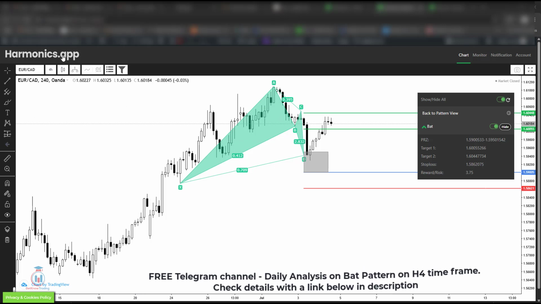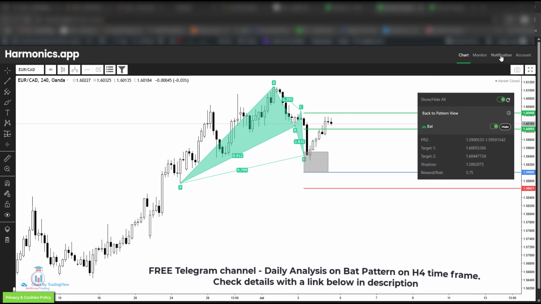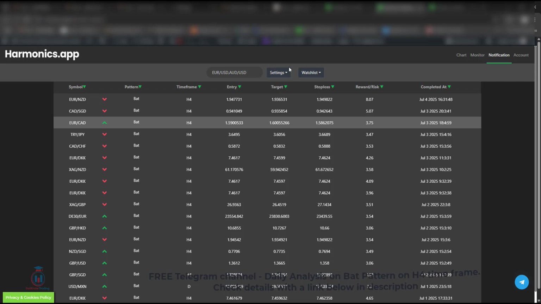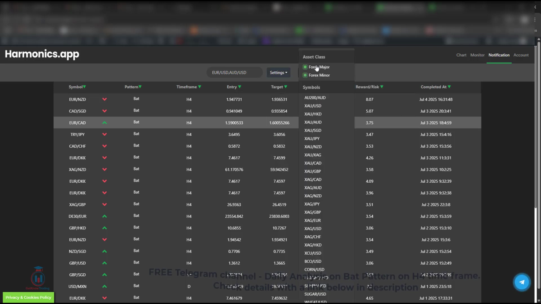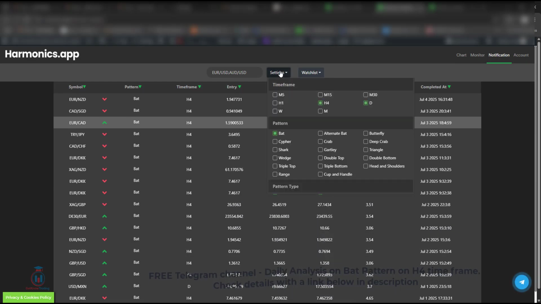If you are using Harmonic Scanner, then you know that there is a notification tab where you can select which symbols and also which patterns on which time frame you would like to receive information when it is detected by the scanner, and receive updates on Telegram. Here inside the watch list you define which kind of symbols you would like to be detected and which patterns on which time frame you would like to have them.